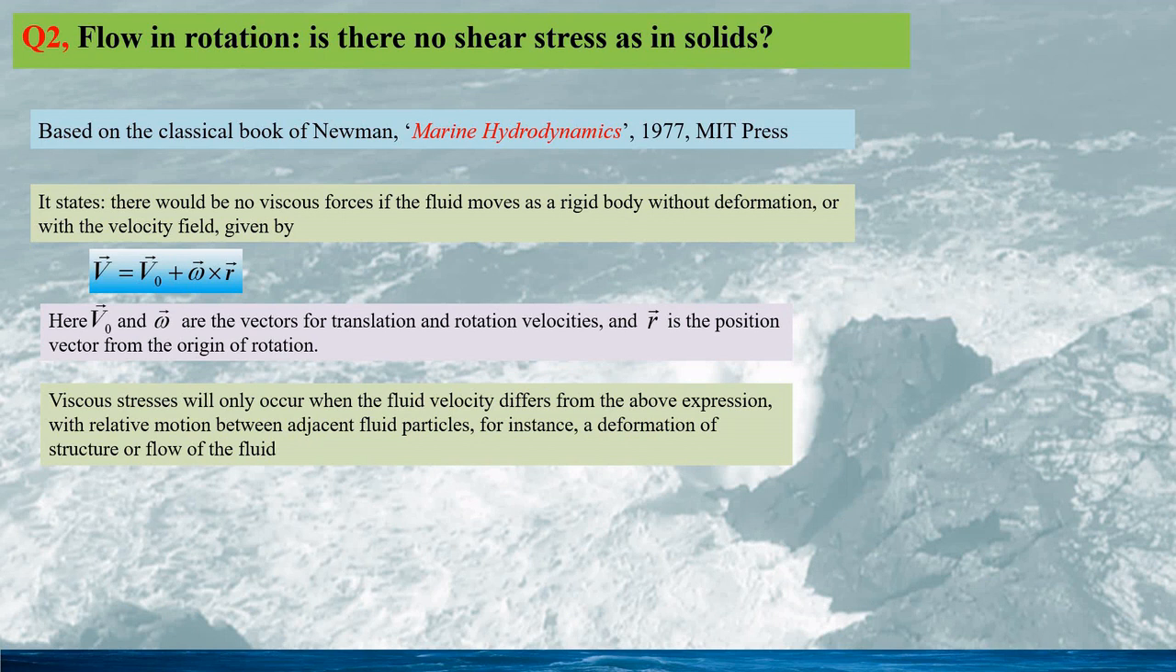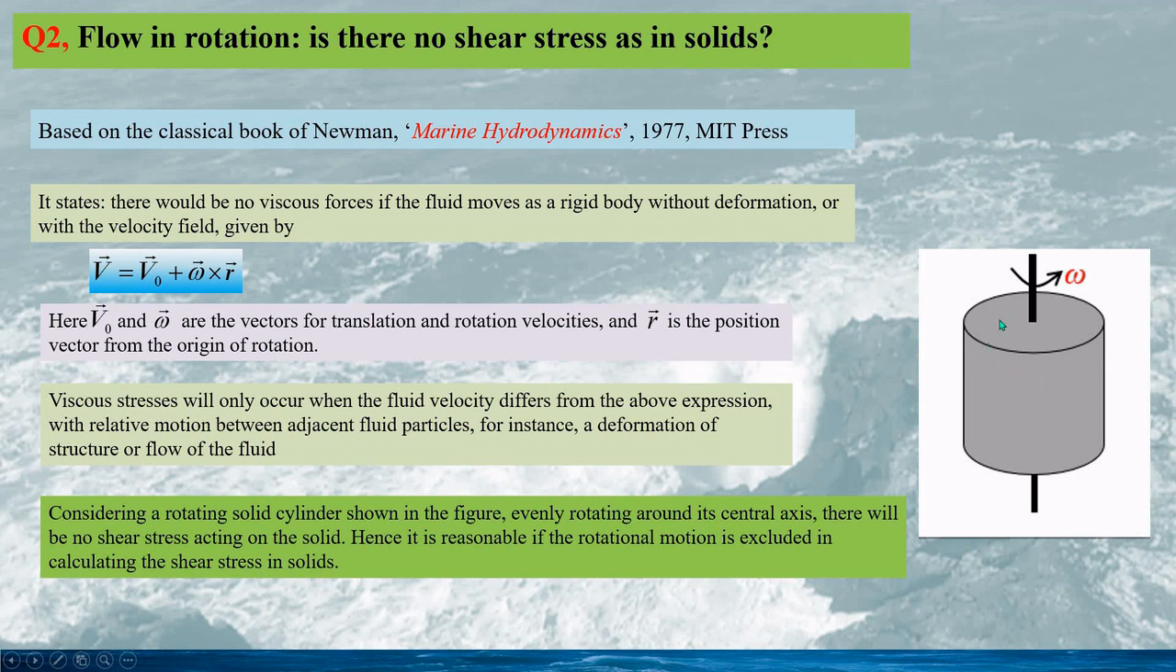Viscous stresses would be produced only when the fluid motion differs from the above equation, which would be the deformation or the flow of the fluid. Consider a rotating solid cylinder shown in this figure, which rotates evenly along its axis. For such a rotating solid, there will be no shear stress acting on the solid. That's why the rotating motion is excluded in the calculations of the shear stress in solid.